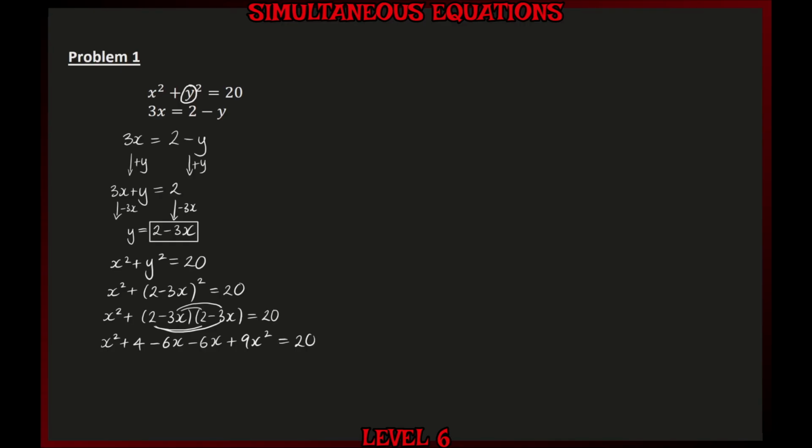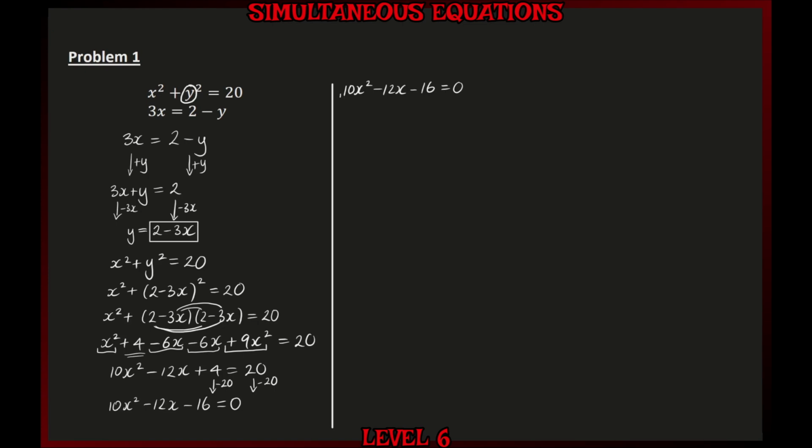We can now simplify the left-hand side by collecting together the like terms. So we have an x squared and a plus 9x squared, which gives us 10x squared. We have a minus 6x and a minus 6x, so that's minus 12x. We still have plus 4, and that's equal to 20. Now, since this equation is quadratic, we'd like one side to be equal to 0. And we can achieve this by subtracting the 20 from the right-hand side and making sure we do the same on the left. And on the left, we now have 10x squared minus 12x, and 4 take away 20 is minus 16, and that's equal to 0.